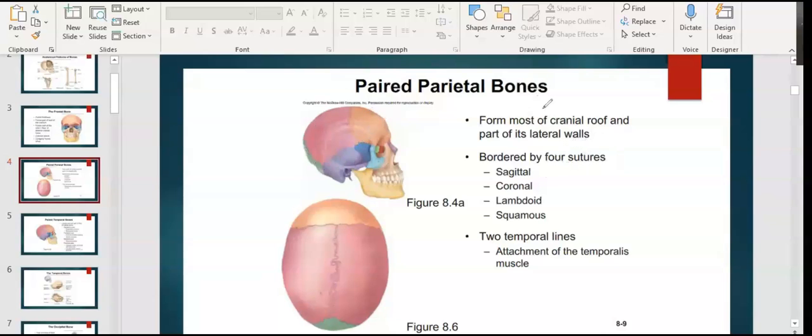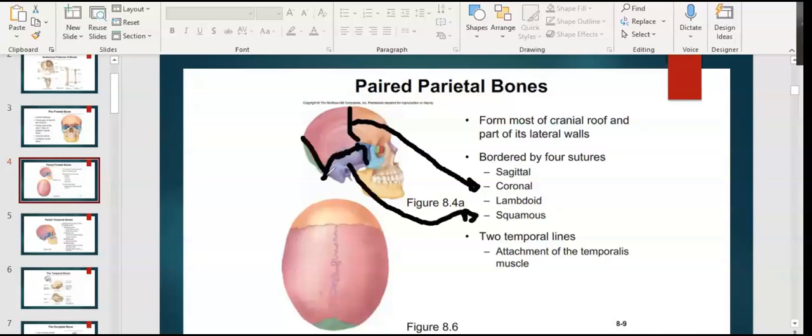The names of these sutures are as follows. The coronal suture is going to be this one right here between the frontal bone and the parietal bone. Between the parietal bone and the temporal bone, this one right here is going to be the squamous suture. The one between the parietal bone and the occipital bone, this one right here, that is going to be the lambdoid suture.